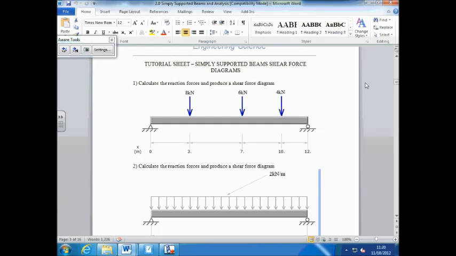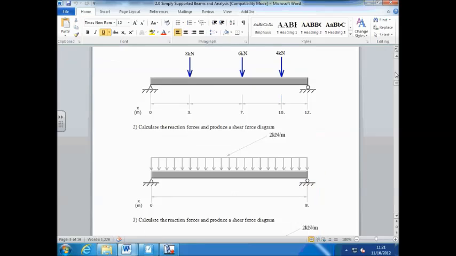For each of these examples, for now, don't worry about the shear force diagram, just calculate the reaction forces using moments at each of these supports. What's the reaction force at A? So if we label this A, what's the reaction force at B? So we'll label this B. I could just point this out to you.